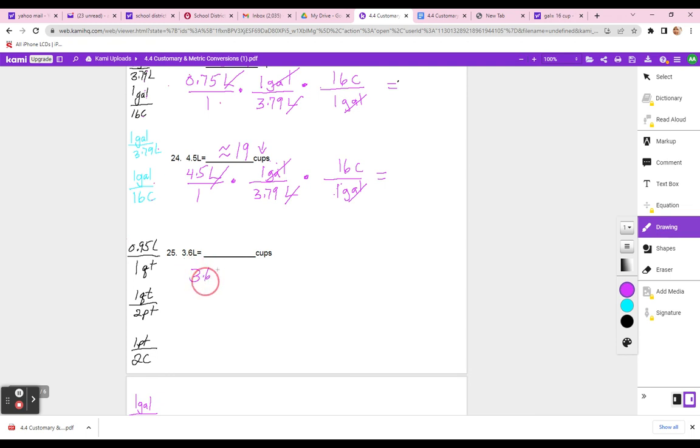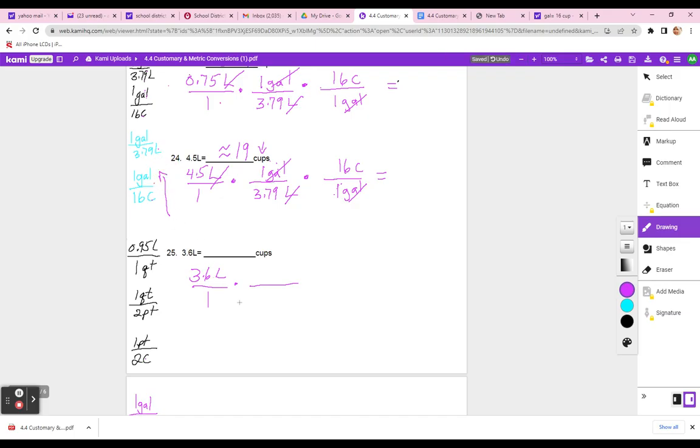All right, 3.6 liters over 1 times... We want liters to divide out. All right, so I don't want you to get confused, okay? Here's some more conversion factors you may need to use sometime, but in this case, we're still going to use these two up here for this problem right here.